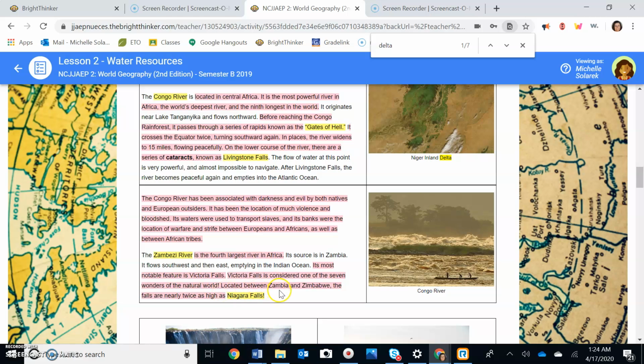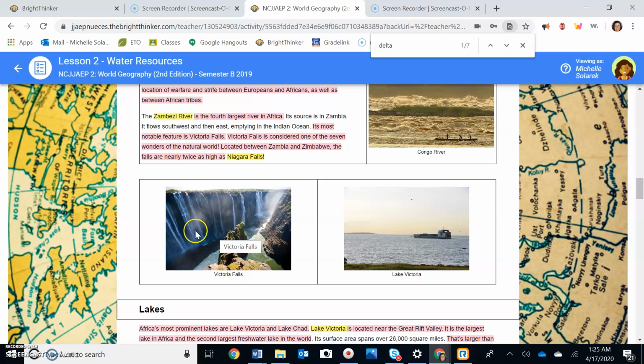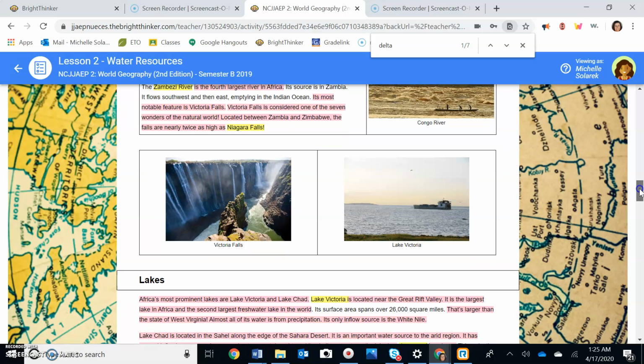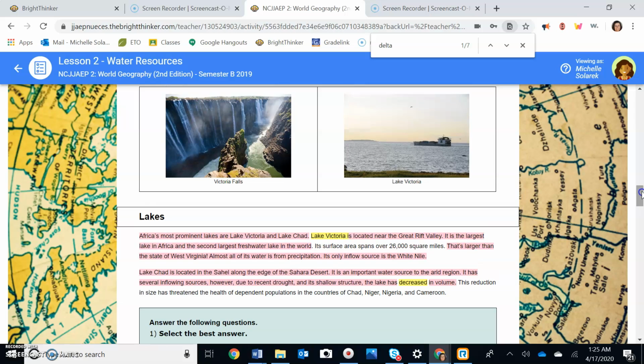It's located between Zambia and Zimbabwe, and the falls are twice as high as Niagara Falls. Now, that's saying something. Here's a picture of the falls, and that's saying something because many people in America go to see Niagara Falls. Niagara Falls is on the New York-Canadian border, and it's so popular because it's so gigantic and beautiful. But Victoria Falls is twice as big as that, which is kind of crazy, hard for me to imagine.